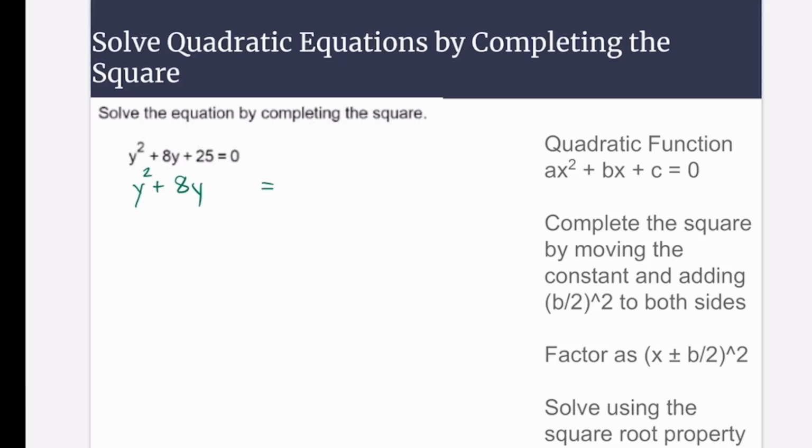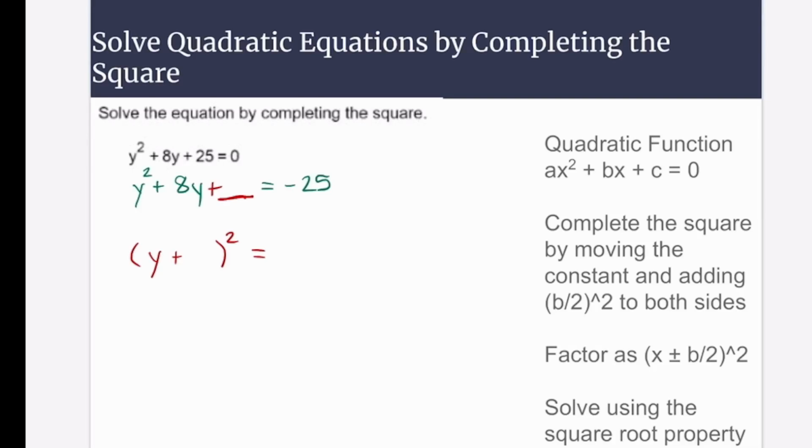We want to take whatever constant is there and move it to the other side so we can just focus. So we're going to subtract 25 to the other side of the equal sign. Now I'm looking to figure out what number I have to add in this space in order to make this left side a perfect square, so I can have y plus a number squared. That's the whole purpose of completing the square.